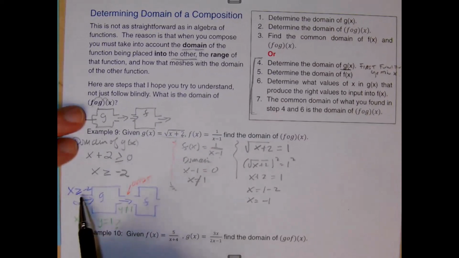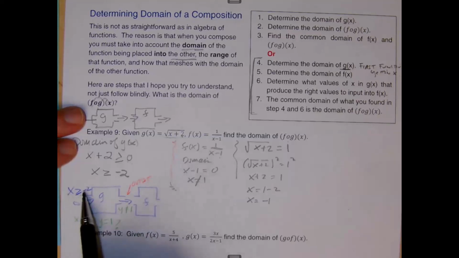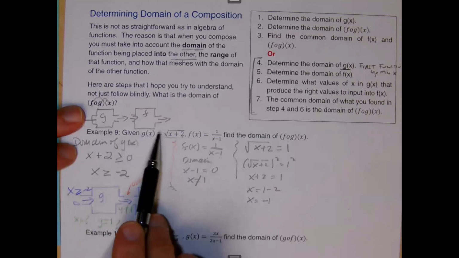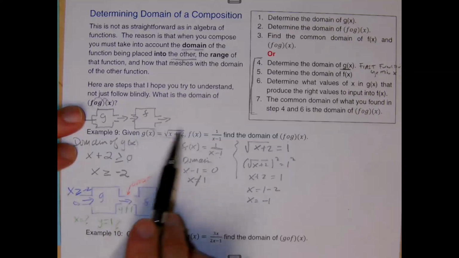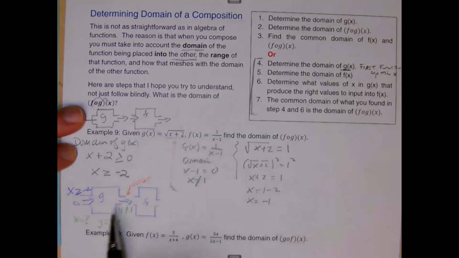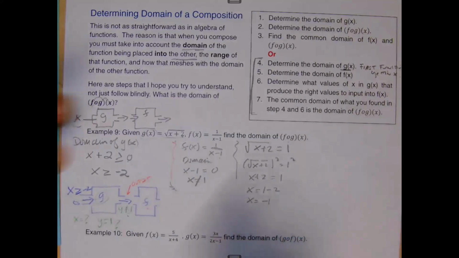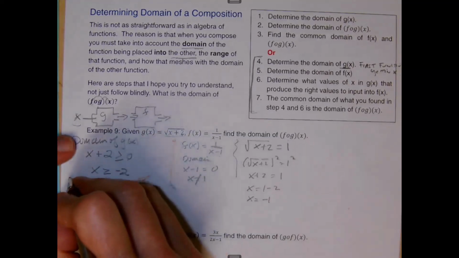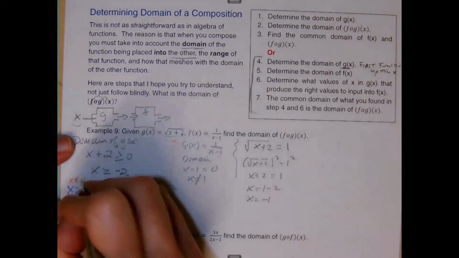So before, there were two problems. x had to be greater than negative 2, and that is due to g's particular eating habits. But now it turns out that f had its own little eating habits, and I cannot accept a 1. If I feed a negative 1 into g, it will produce a 1. So now we're ready to put the whole thing together. The x here cannot equal negative 1.